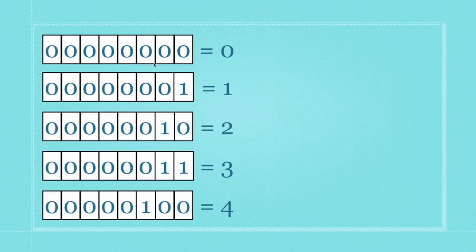Well, if that byte only has zeros in it, that is going to be equal to the number 0. However, if it has a 1 in this placeholder, that's going to be equal to 1. A 1 here and a 0 here is going to equal a 2. 2 1s is going to equal a 3. And then a 1, 0, 0 is going to be equal to 4 as a decimal versus a binary number. So what exactly does that mean?